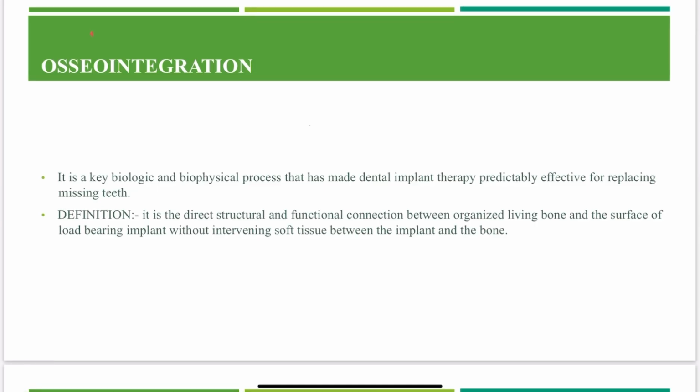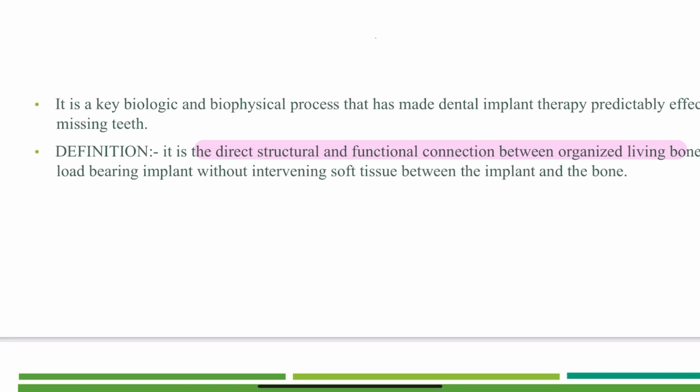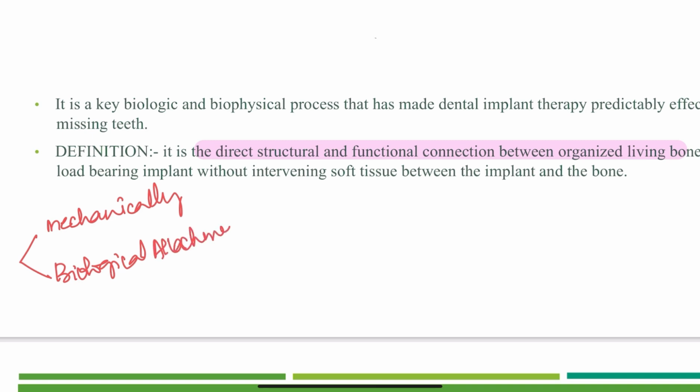So first one is osseointegration. So osseointegration is basically the structural and functional union of implants and the bone. So we all know that the implants are placed inside your bone. So these implants are not just mechanically attached, but at the same time they have biological attachment as well. So in other words, the implant that you have placed is a part of the bone once it gets osseointegrated.